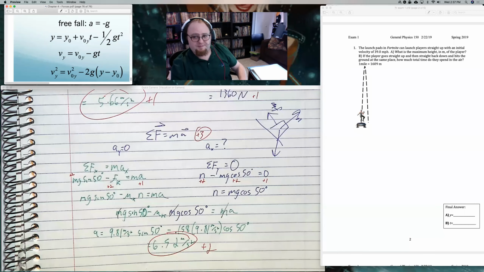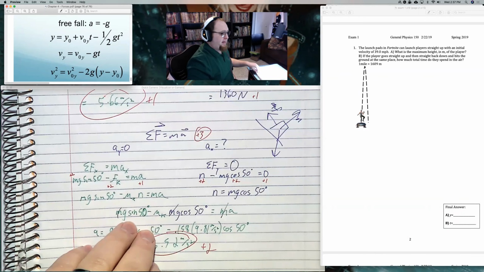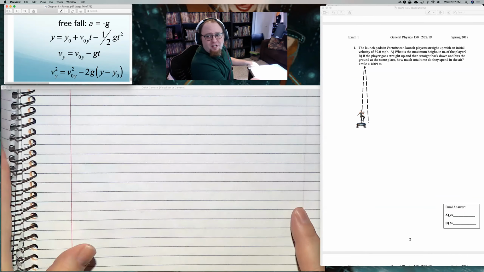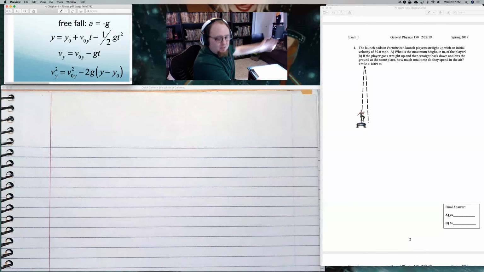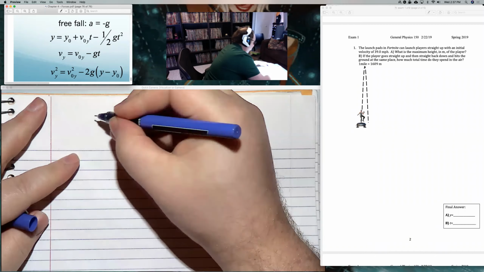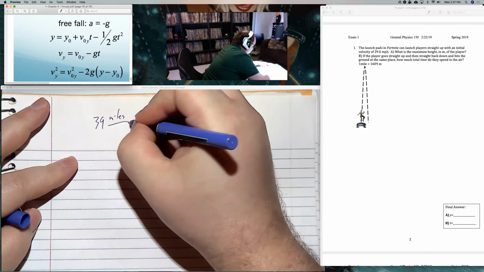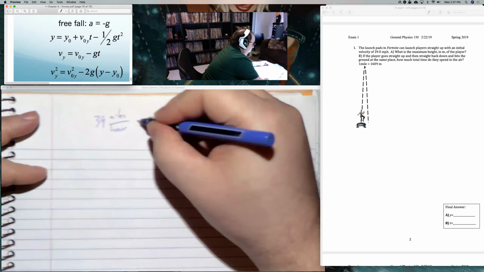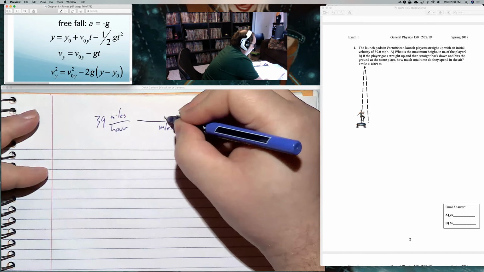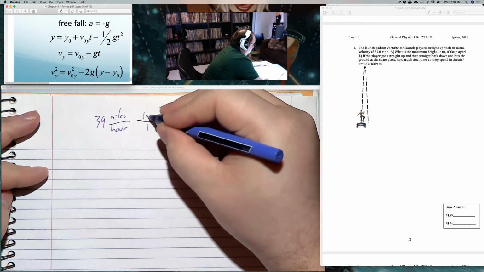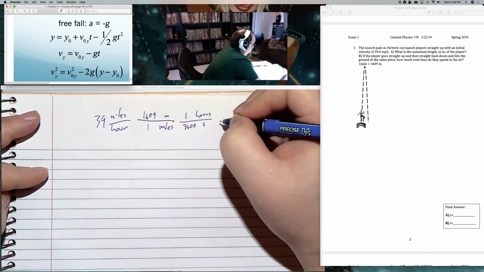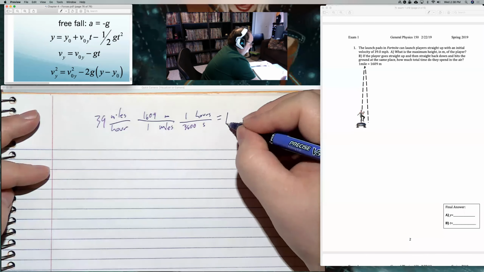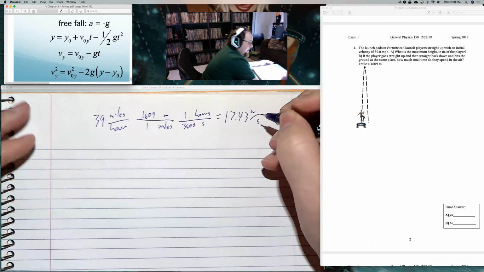And it says, the launch pads in Fortnite can launch players straight up with an initial velocity of 39 miles per hour. Okay, we're going to stop right there. 39 miles per hour. I got to do a conversion. I want to cancel out miles to get meters. Well, 1 mile is 1,609 meters. I got to cancel out hours to get seconds. Well, 1 hour is 3,600 seconds. When I do that conversion, I get 17.43 meters per second.